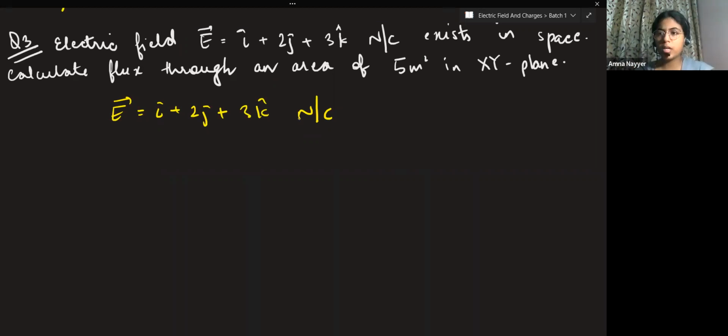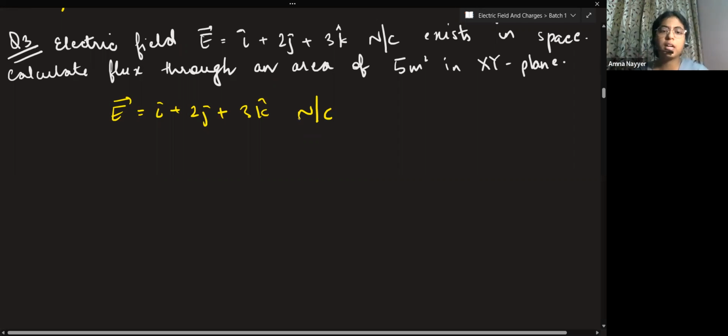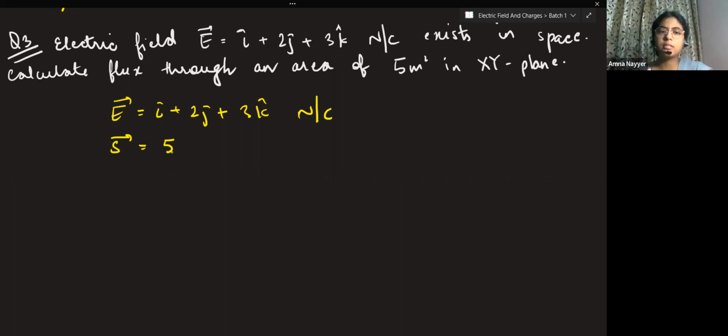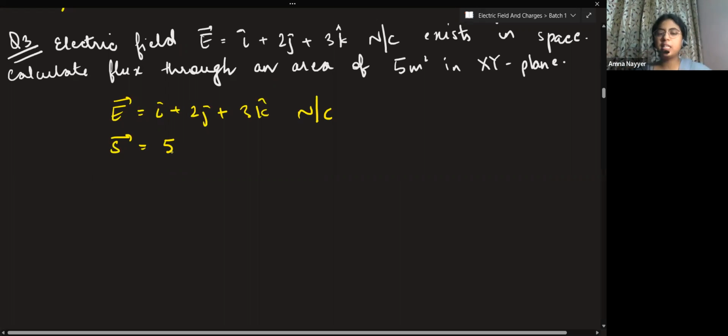In the previous question, what did we see? Area vector was given in terms of unit vector only, I cap plus j cap and k cap. Now the surface area is what? Surface area is given as 5 meters square only. So we have to consider what will be the unit vector ourselves. It has given us in xy plane. So xy plane means the plane that is made between the x and y axis. If this is the y axis, this is the x axis, then this plane that we get, this is known as the xy plane.